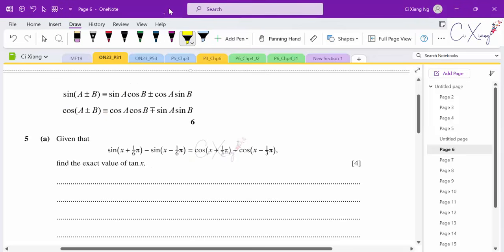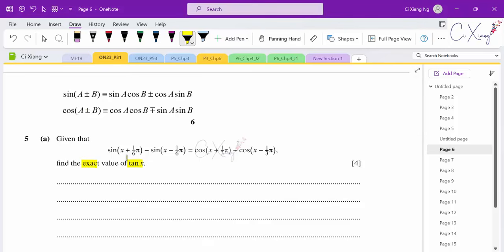Right, so let's discuss question number 5. They give us this equation and they want us to find the exact value for tangent x. So to get the tangent x, I need to have sine over cos. Then in our equation here, I need to expand everything so that I can have something with sine x and also something with cos x. To expand every single term in this equation, we can use the compound angle formula. It is provided in the formula booklet and I try to copy it over here.